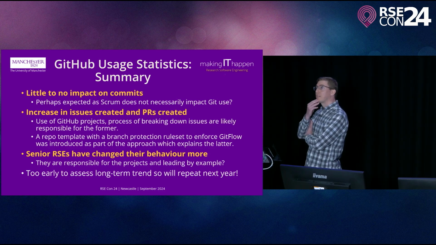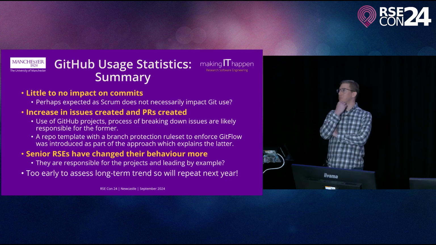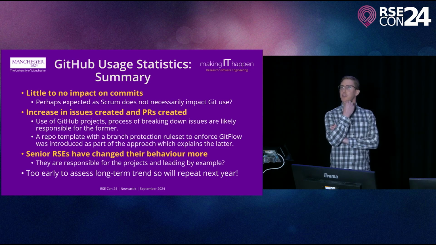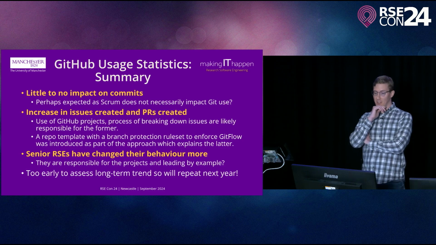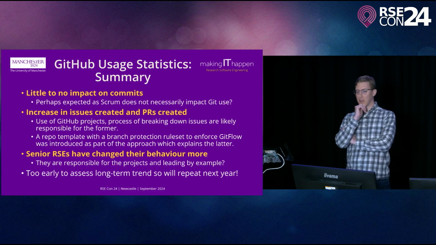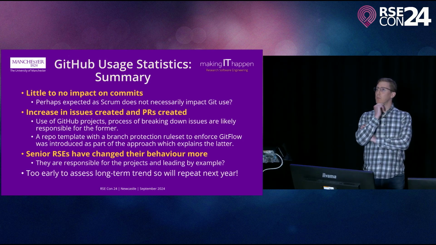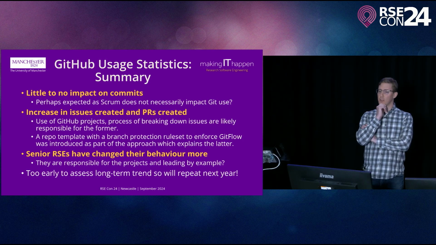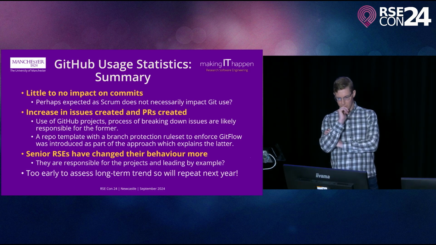So I think ultimately, from a conclusion perspective on this one, there's little to no impact on commits, which is probably expected because the Scrum process says nothing about what your Git habit should be. It's not about how you use Git, so I would expect to see little change in how people are committing. But the issues created and PRs created have obviously increased, and I think that's a testament to recording the work that we're working on, breaking it down into smaller chunks, and merging things little and often.